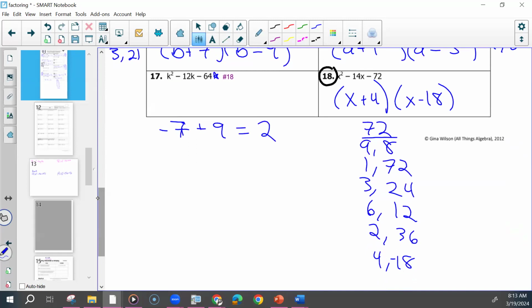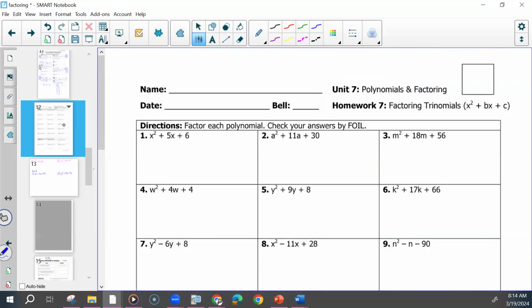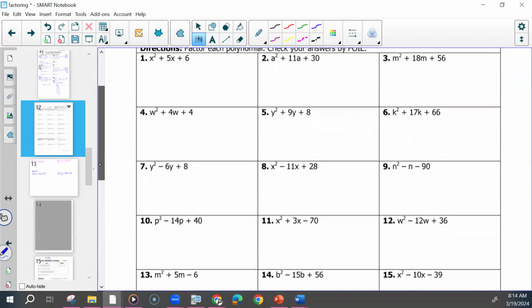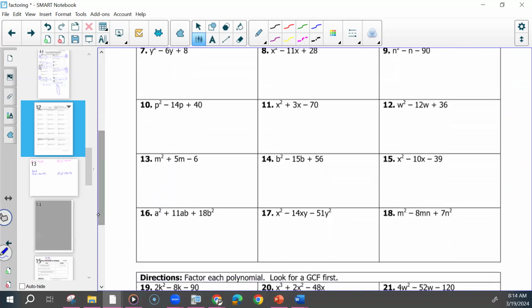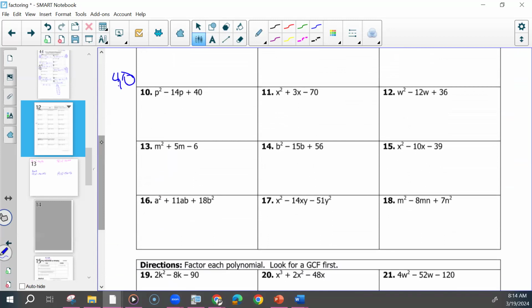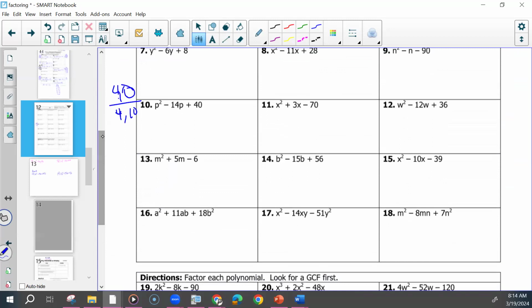Last time, on the back of that sheet, there is something that we didn't do before, where we have a minus first and a plus second. So look at number 10. Again, same rules apply. Factors of 40: 4 and 10, 5 and 8, 1 and 40.